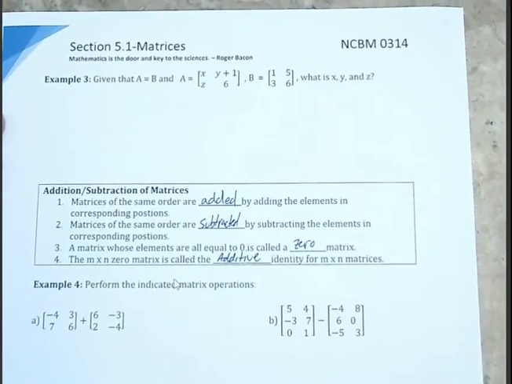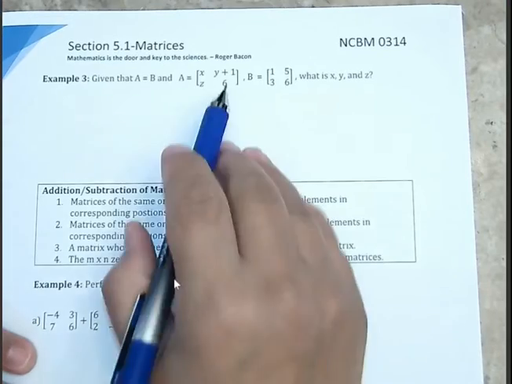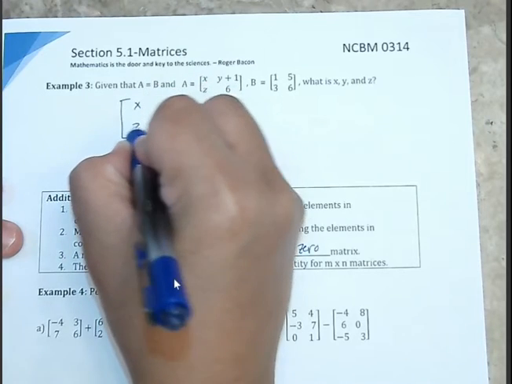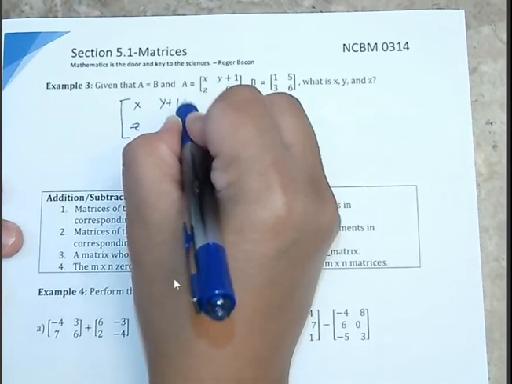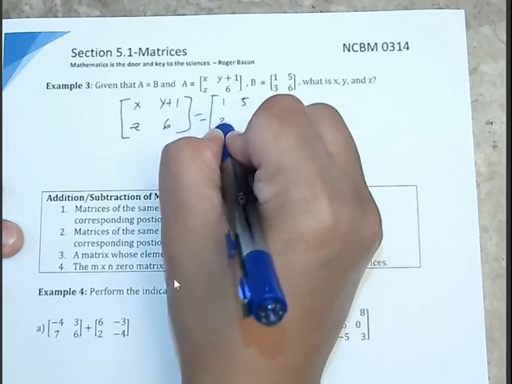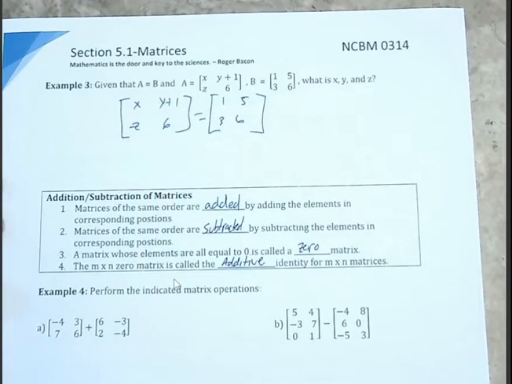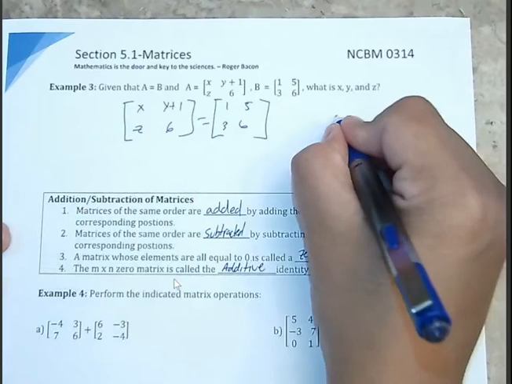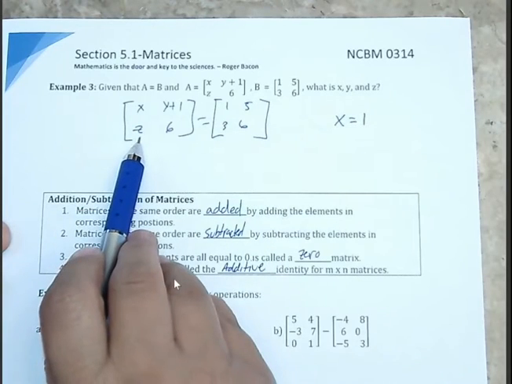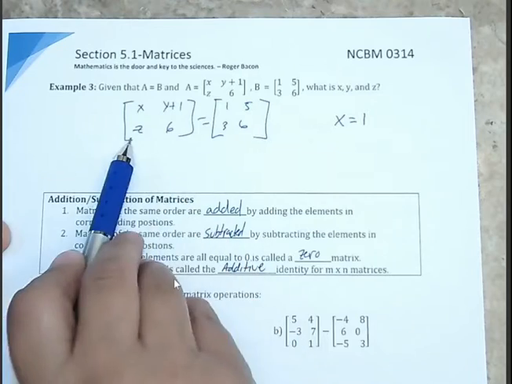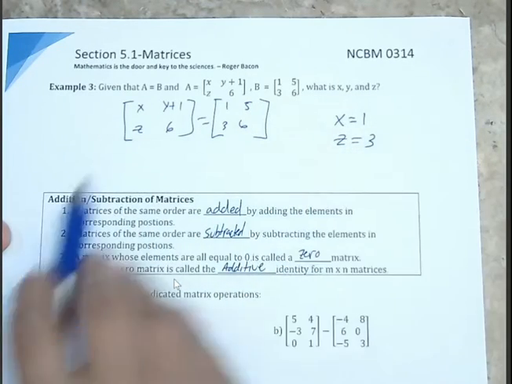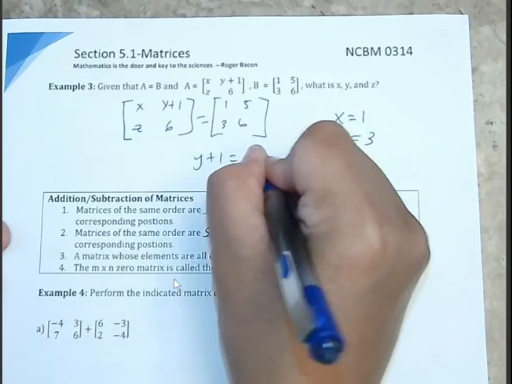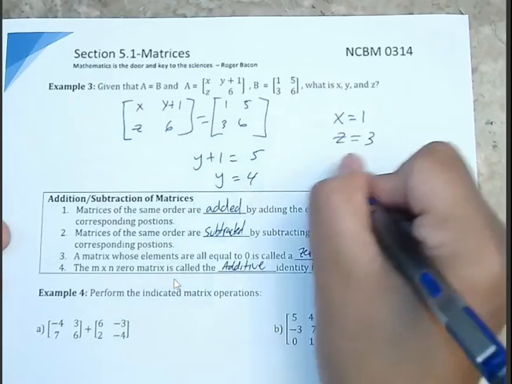Okay, so example 3, given that A equals B, and A is this matrix and B is this matrix, what is X, Y, and Z? So here they're telling us that matrix A and matrix B are equal to each other. So what that means is that the entries should be the same. So if I have a 1 here, then this has to be a 1. So that tells me that X is equal to 1. If I have a Z here and this is a 3, then that means that Z has to be 3. And now this Y plus 1 has to be equal to a 5. So I can set it up as Y plus 1 is equal to 5. So that means that Y is going to be equal to 4.